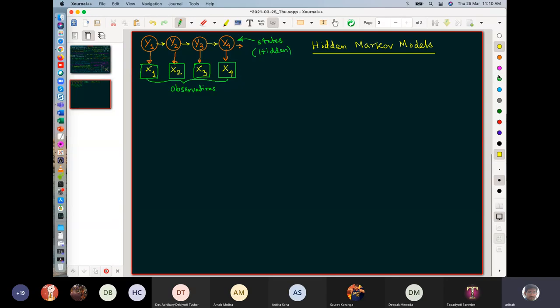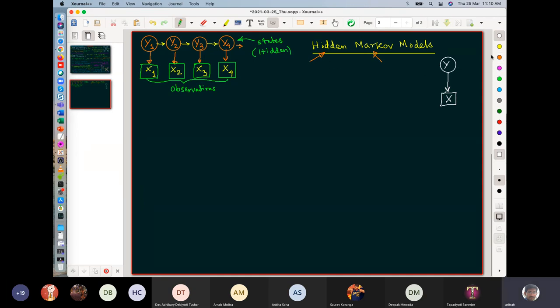Now, I have explained to you why it is called hidden, because the internal state is not observable, only the outcome is observable. I will also explain why this is a Markov model. First of all, let us try to blow up a particular position. So there is an internal state, it produces an outcome. Right? This is our model, and we proceed on.